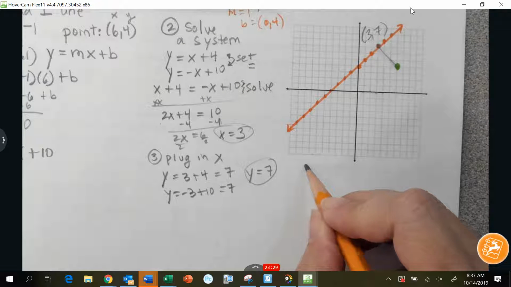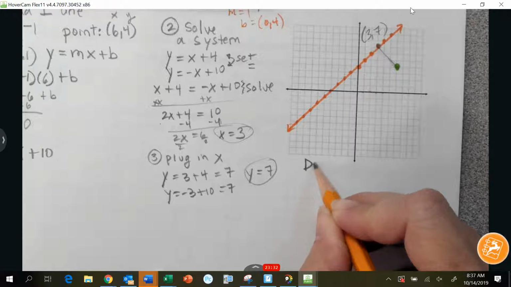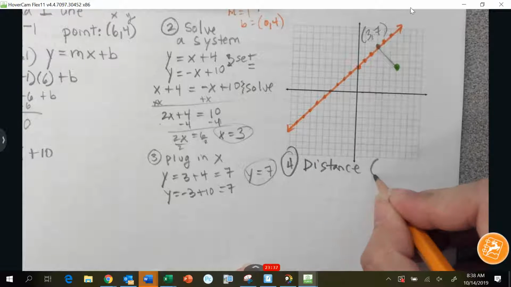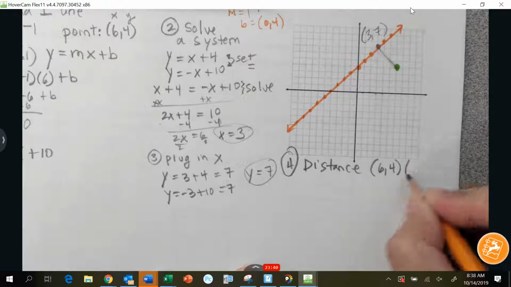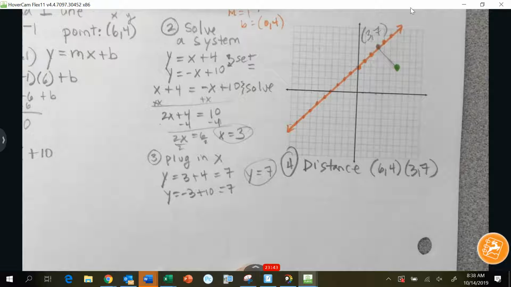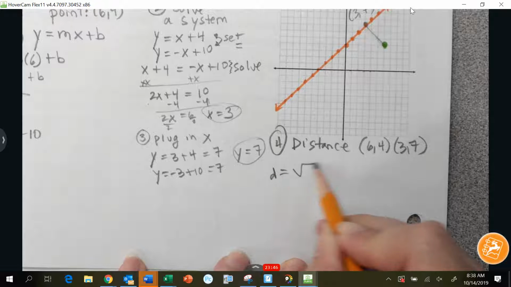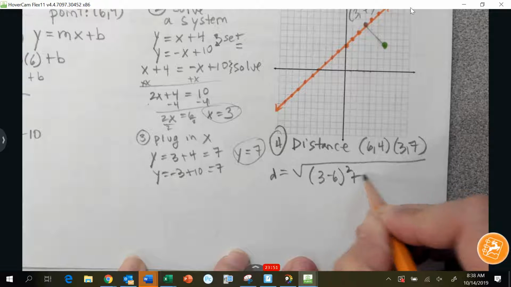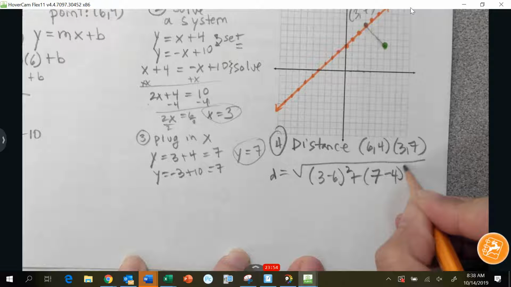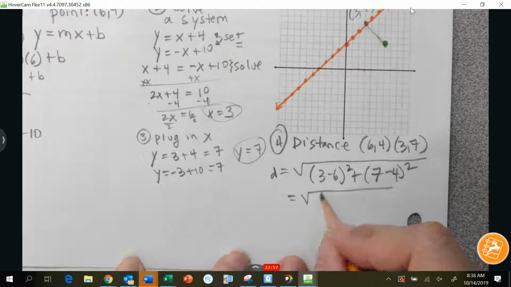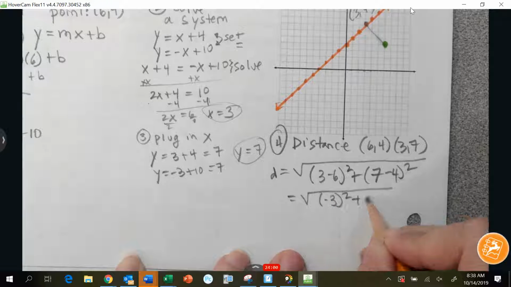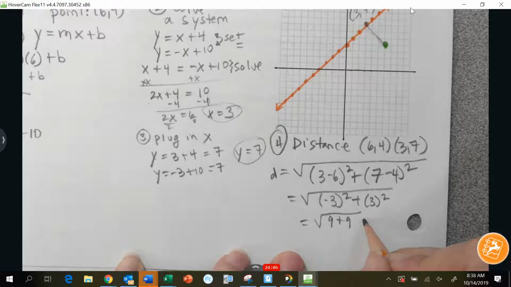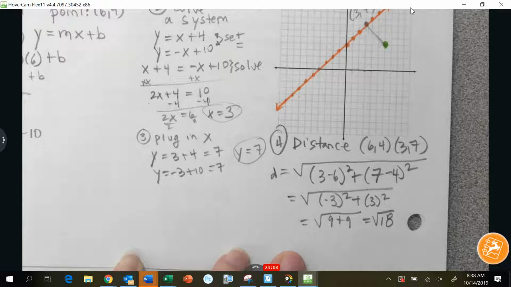So now we have our first point. So we're going to find the distance now. That's what it was for. Distance. Our first point is 6, 4, and our new point is 3, 7. And we do our distance formula. Subtract our x's, 3 minus 6 squared, plus subtract our y's, 7 minus 4 squared. We get negative 3 squared plus 3 squared, which is 9 plus 9, which is square root of 18.